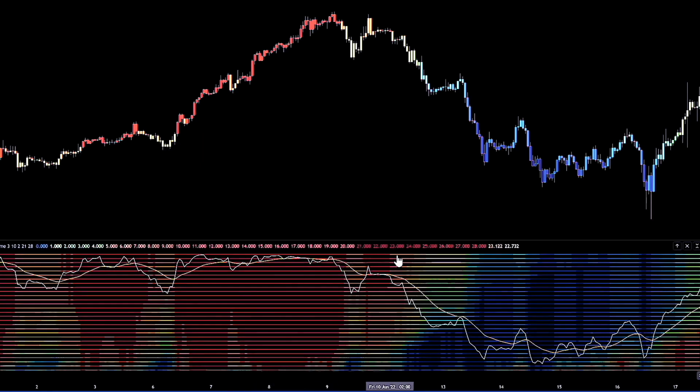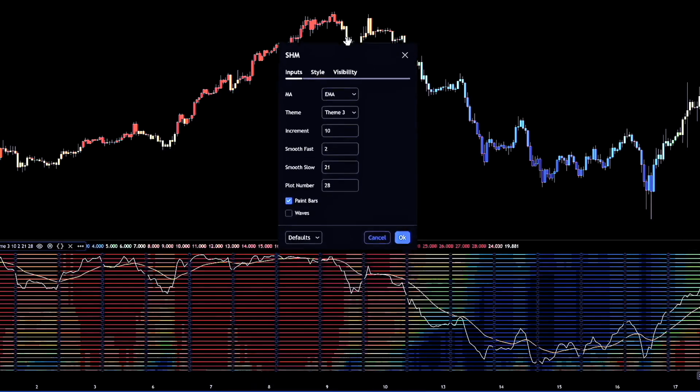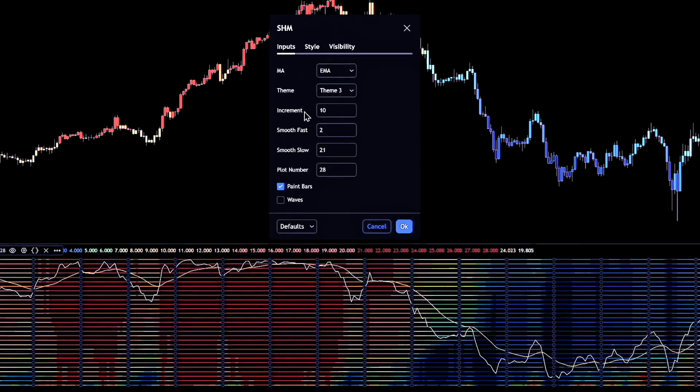The settings show an insertion value of 10. So the first oscillator has a period of 1. The next is 10, then 20, 30, 40, all the way up to 280.